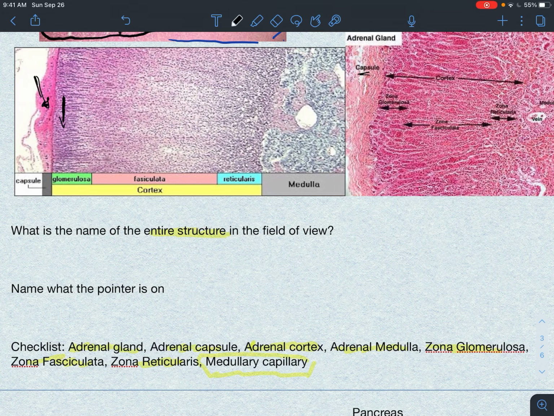So if I put the pointer right there, you would say zona glomerulosa, right? If I stick it in the middle here, you would say zona fasciculata. You got it. And what about right here?